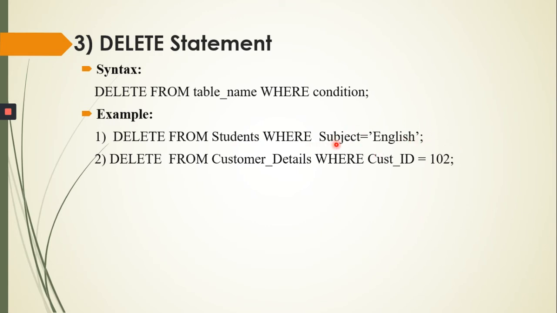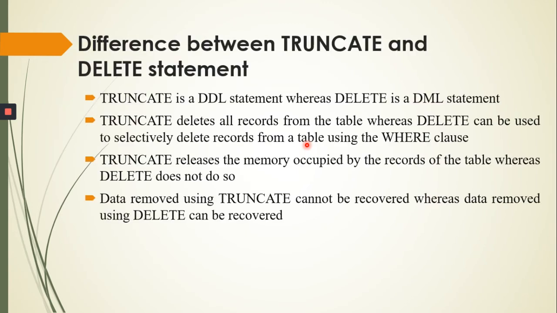So we are providing some condition over here, and it will check in the database, and if a student's subject is found to be English, it will delete the records. Students who have subject Hindi will remain the same in the database. So this is the concept of delete statement. Here, delete from customer details where customer ID is equal to 103. Suppose we have 5 records and we are deleting the details of the customer where customer ID is equal to 103. So only one row is deleted.